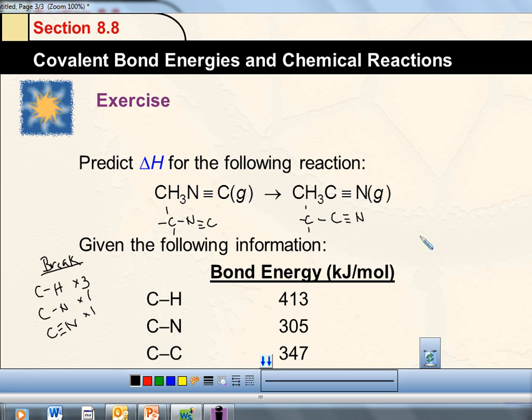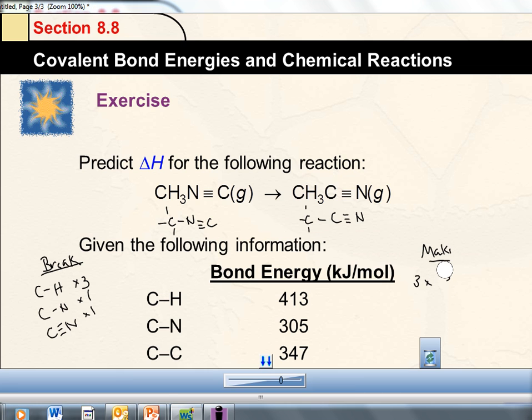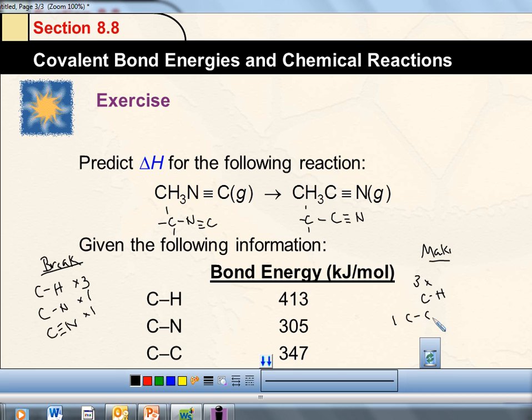On the make side, I am making 3 carbon-hydrogen bonds. I'm making one carbon-carbon bond, and I'm making one carbon-nitrogen triple bond.